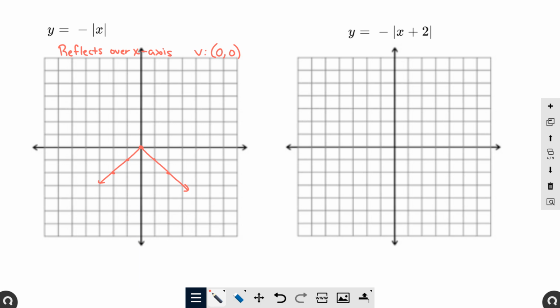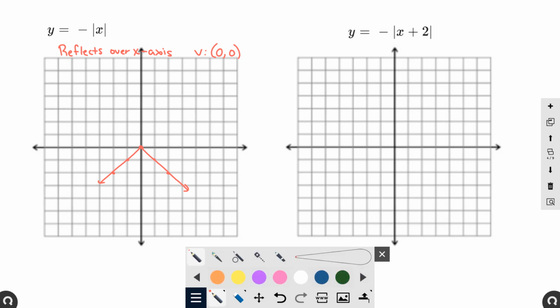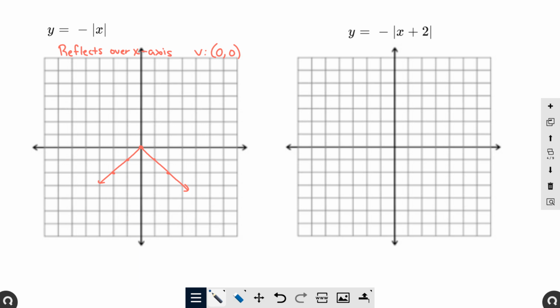If you have that one graphed already, you can go ahead and write down this problem to the right. Y equals negative absolute value of x plus 2. I like to start out with my description first. What's happening to the graph? Well, it starts off with y equals negative, so the negative tells us it reflects. Good. Then I have absolute value of x plus 2. That plus 2 is inside the absolute value, so what's it going to do if it's inside? It's going to go left 2.